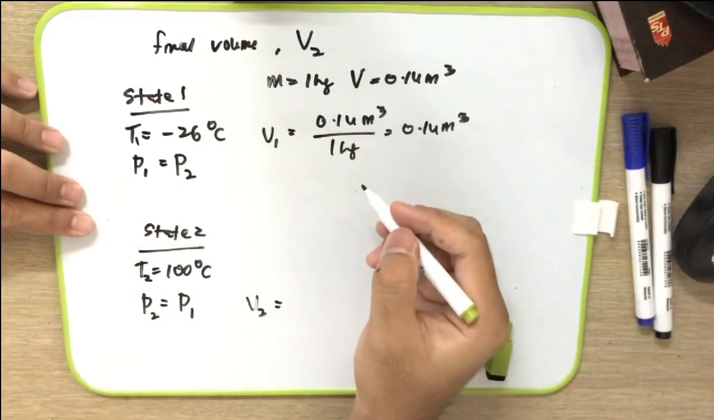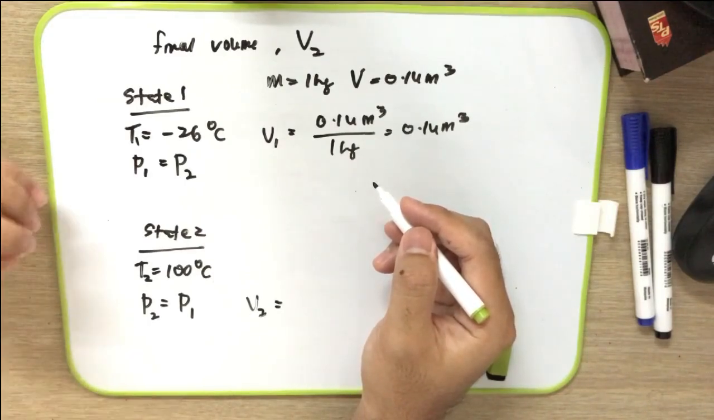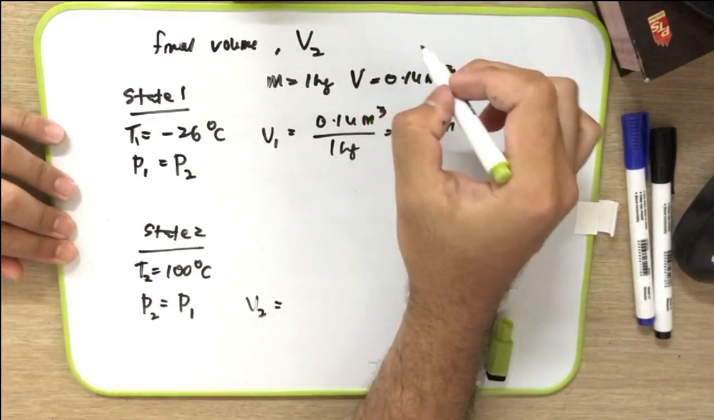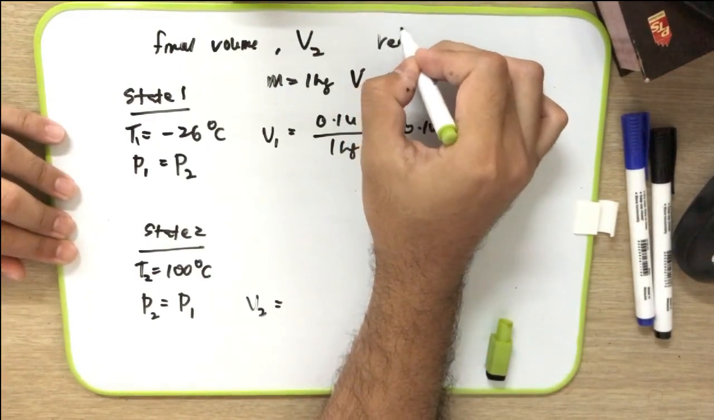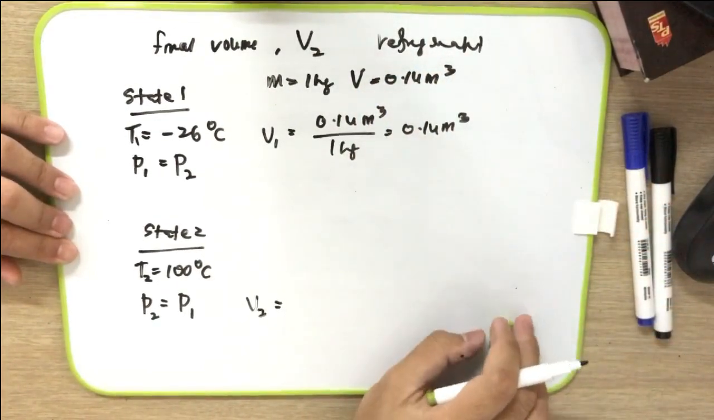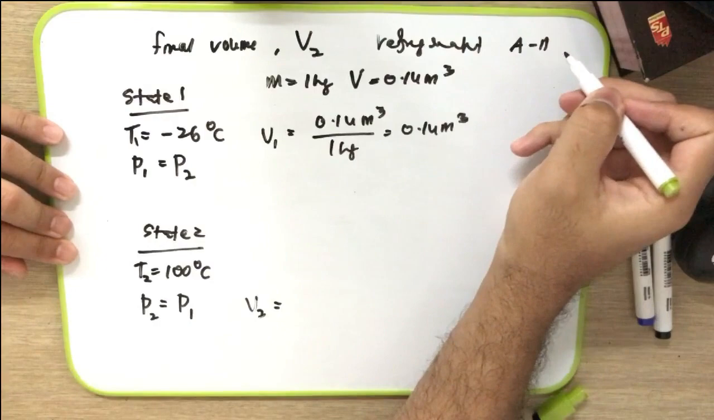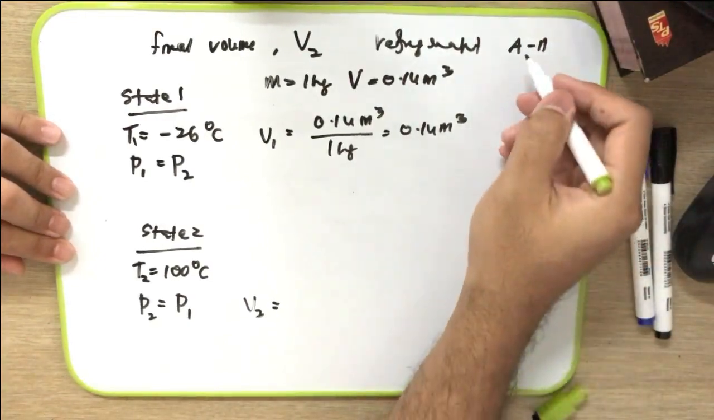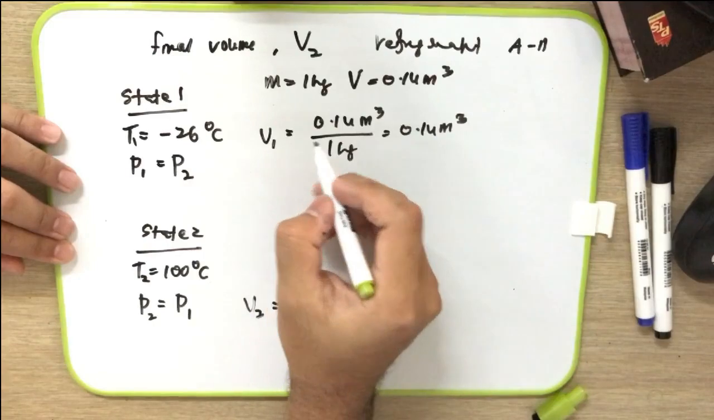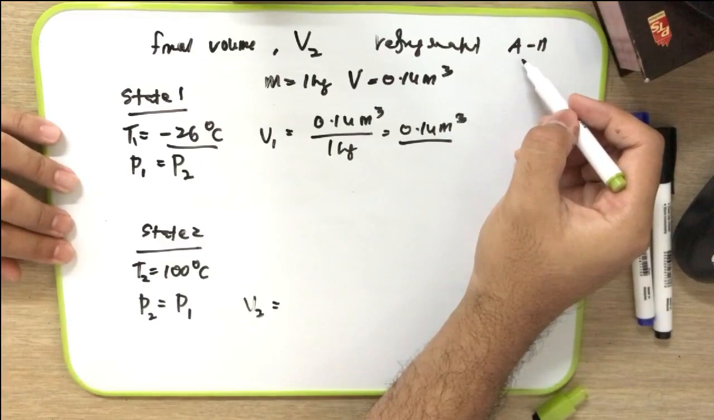How? I always mention to you, in order to find anything through property tables, we need to start with the saturated table. This is refrigerant. So we need to find first at table A11.